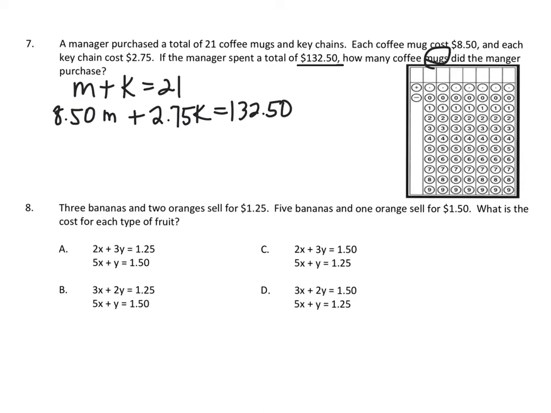So we're solving using substitution. I want to know how many mugs I have, so I'm going to solve for K so that I keep the mugs in my equation. So here I will subtract M from both sides, and I get K is equal to 21 minus M. All right, and then I'm going to substitute this K value in for this right here. So we'll rewrite this equation with the substitution in it.